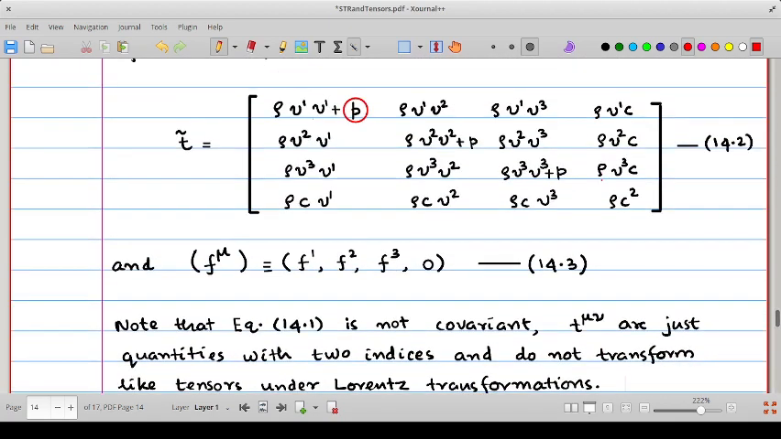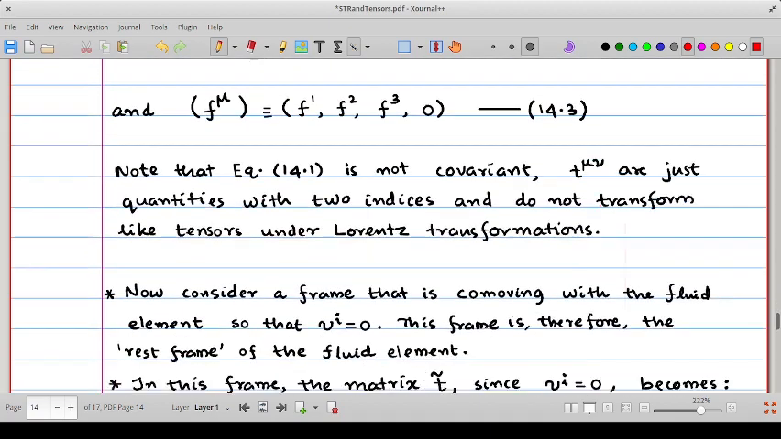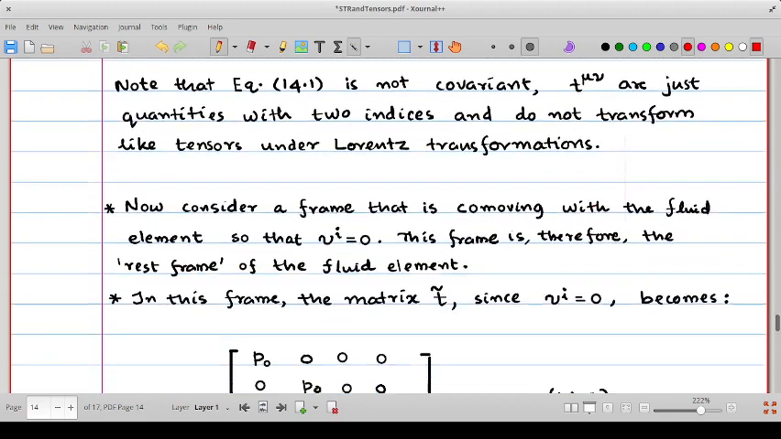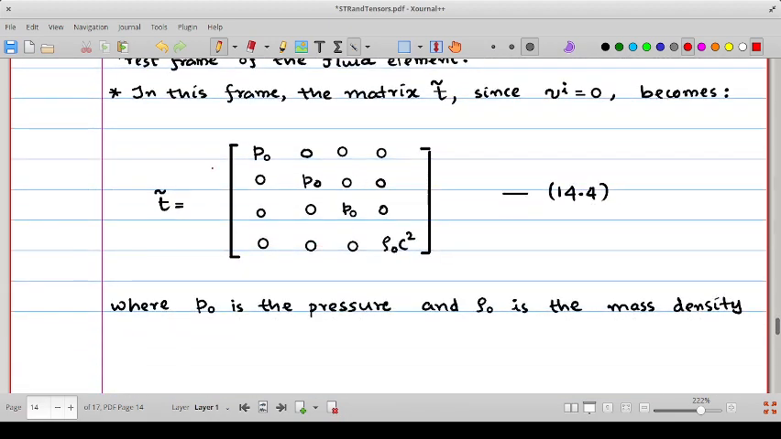Now we are considering a frame of reference which is co-moving with the fluid element, and therefore we are measuring its mass and the pressure in a frame in which the particles in that infinitesimally small fluid element are all at rest. So these are mass and pressure measured in the rest frame of the fluid element. We denote the mass density by rho 0 and the pressure by P0. So in the rest frame of the fluid element, the matrix T tilde becomes the simplified matrix with diagonal elements, the first three being P0 and the fourth one being rho 0 c square.